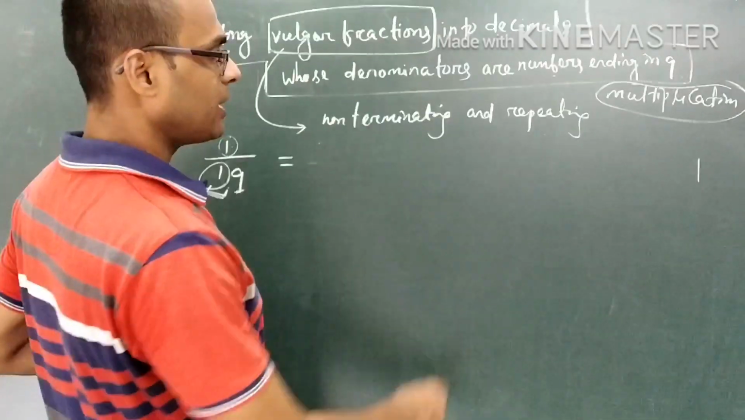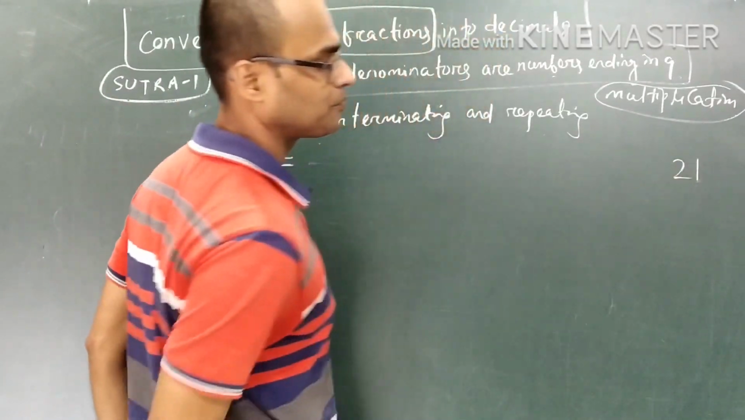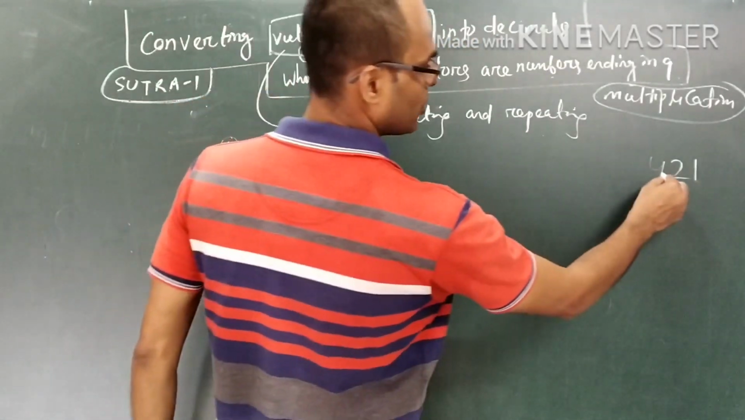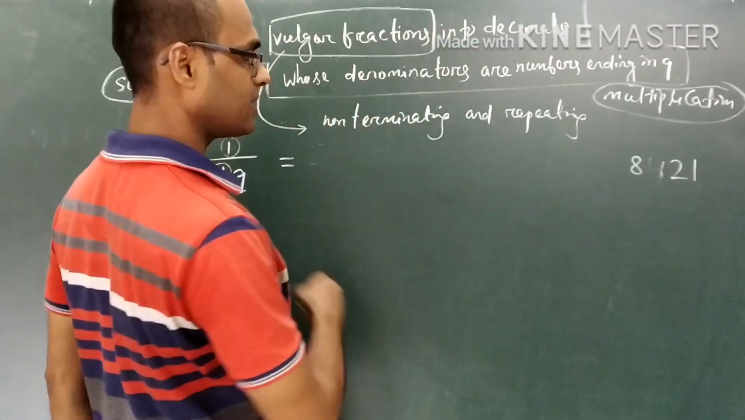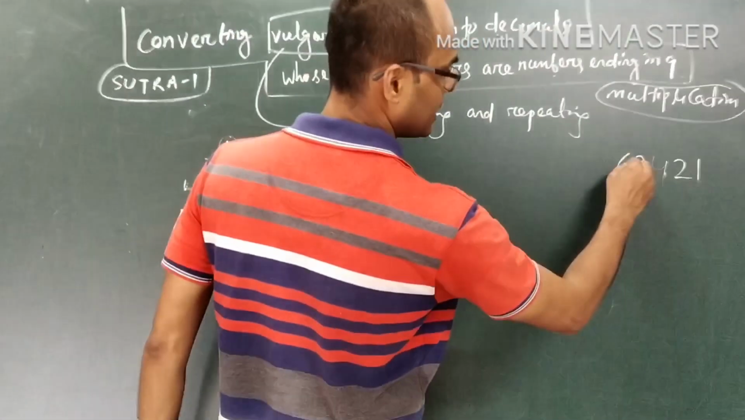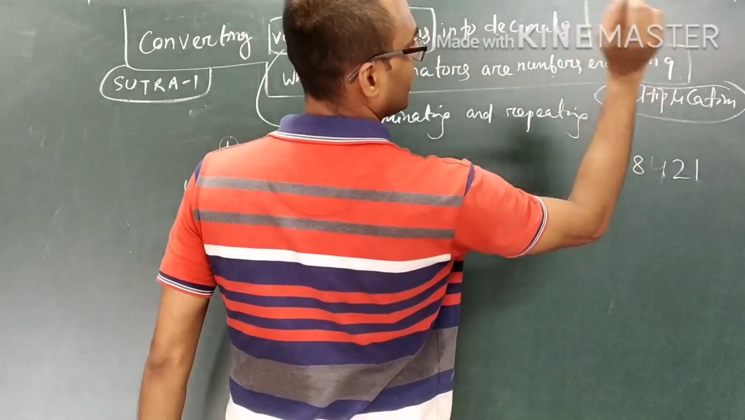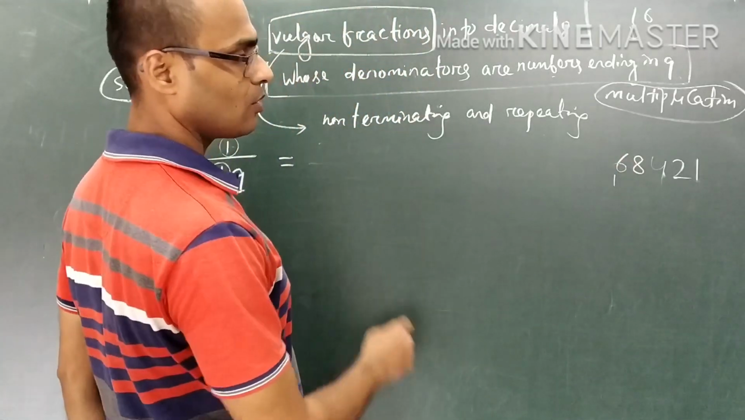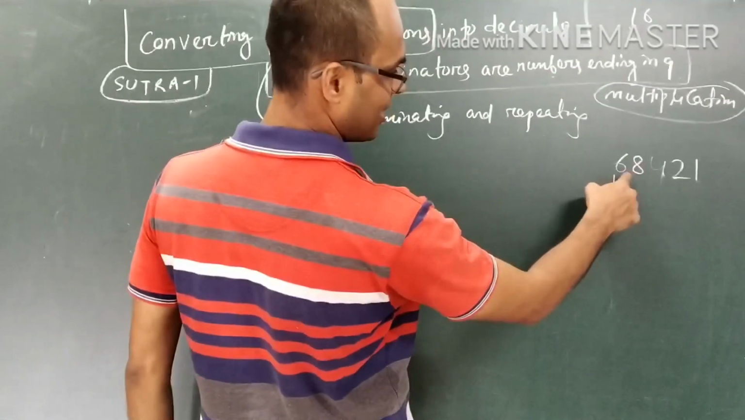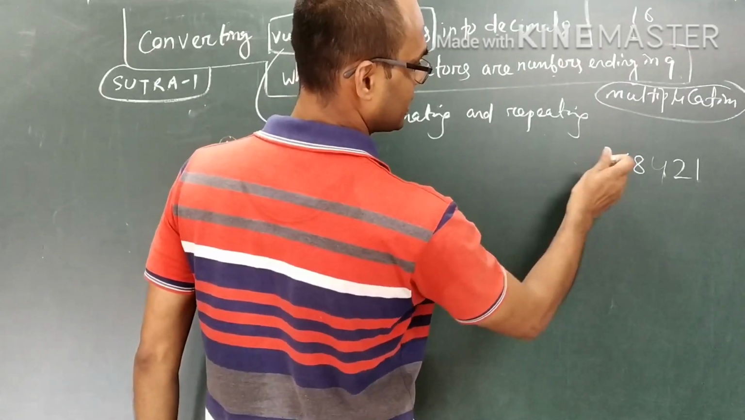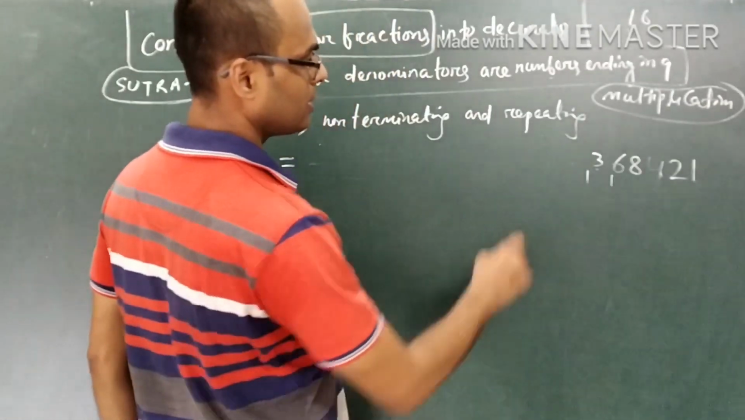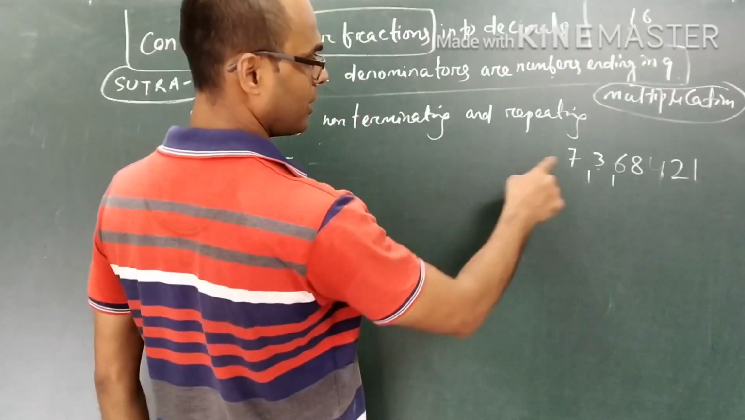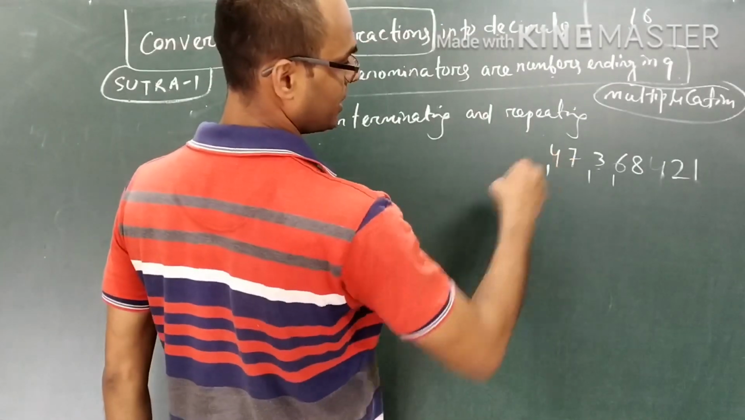2 into 1 is 2. Again 2 into 2 is 4. Again 2 into 4 is 8. Again 2 into 8 is 16. We have to write one digit, so 1 will be taken as carry. I am writing the carry here. Now 2 into 6, 12 plus 1, 13, carry 1. 2 into 3, 6 plus 1, 7, no carry. 2 into 7, 14, carry 1.